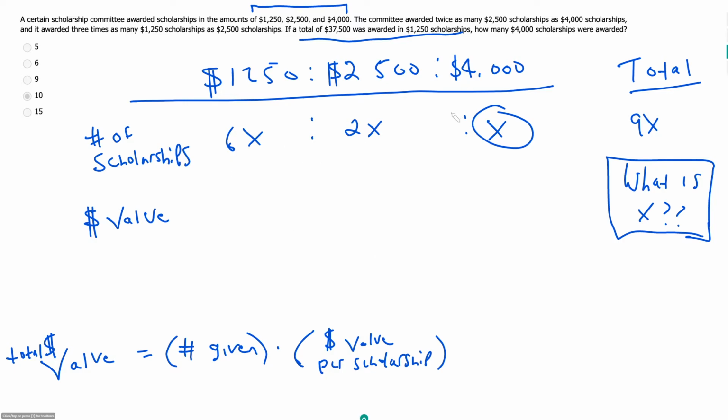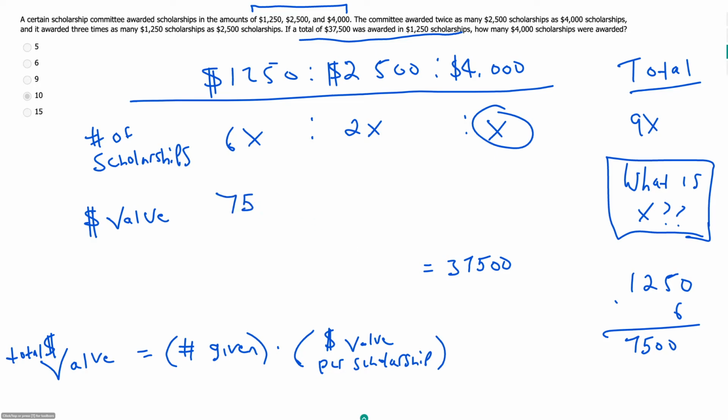So if we know a total of $37,500 was awarded in $1,250 scholarships, something's got to be equal to $37,500. That should be this right here. So how do we find the dollar value of our $1,250 scholarships? It should just be the number of scholarships, which is 6X times $1,250. And so what is that? 125 times 6 is 750. So this should add a 0. So this number here, 6X times 1250, should just be 750X.